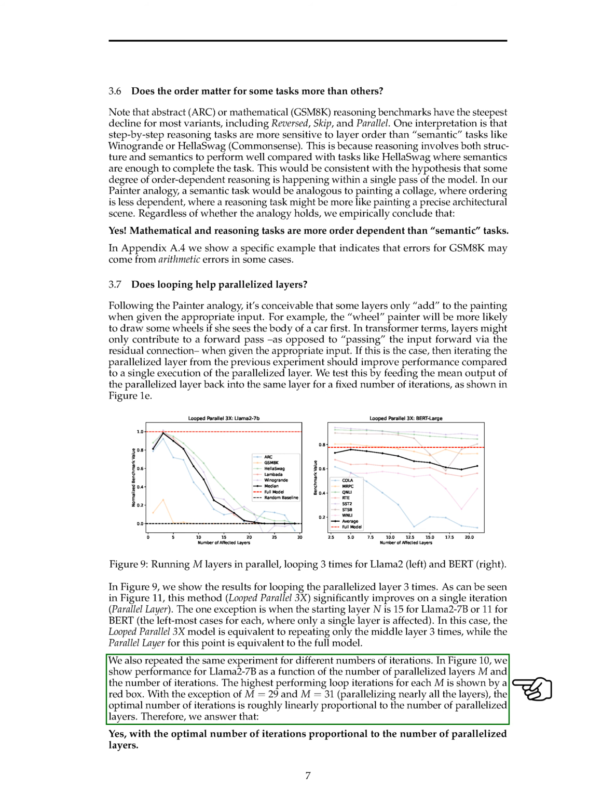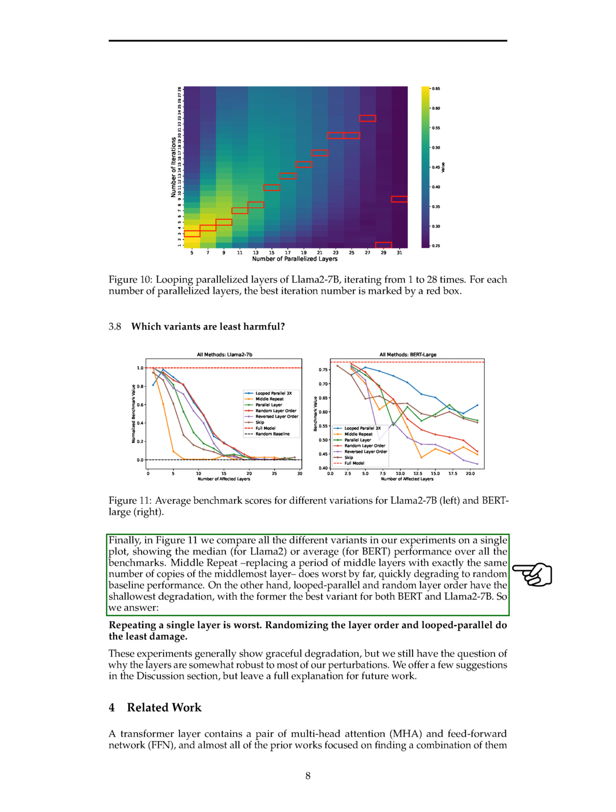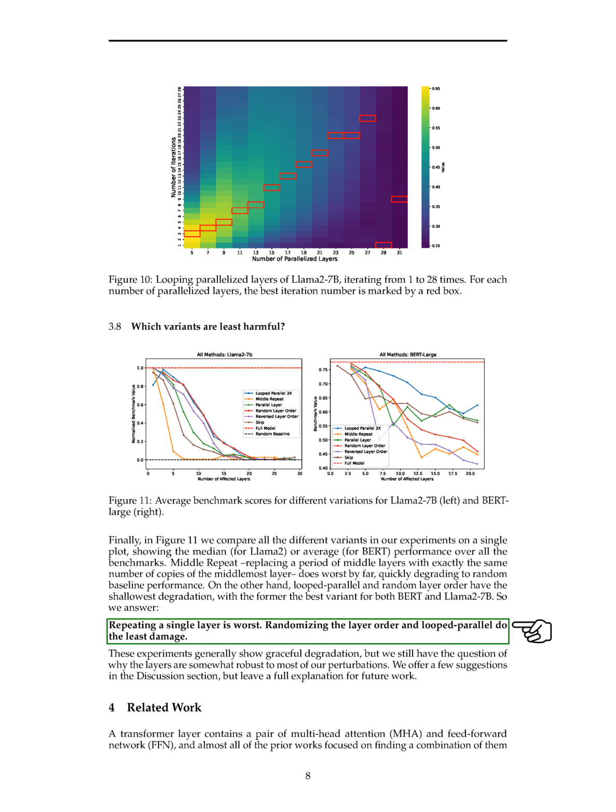Section. Which variants are least harmful? In this section, we analyzed different variants of transformer layers in our experiments. We compared these variants in a plot, showing the performance over various benchmarks. We found that repeating a single layer is the worst variant, while randomizing the layer order and looped parallel have the least negative impact.